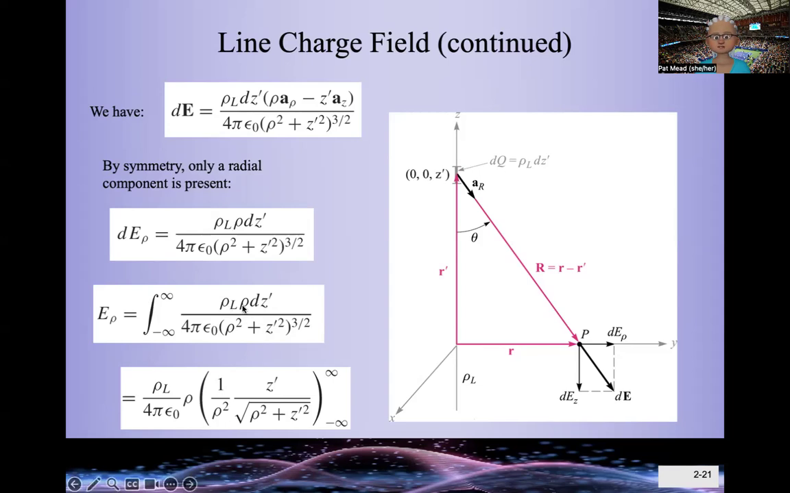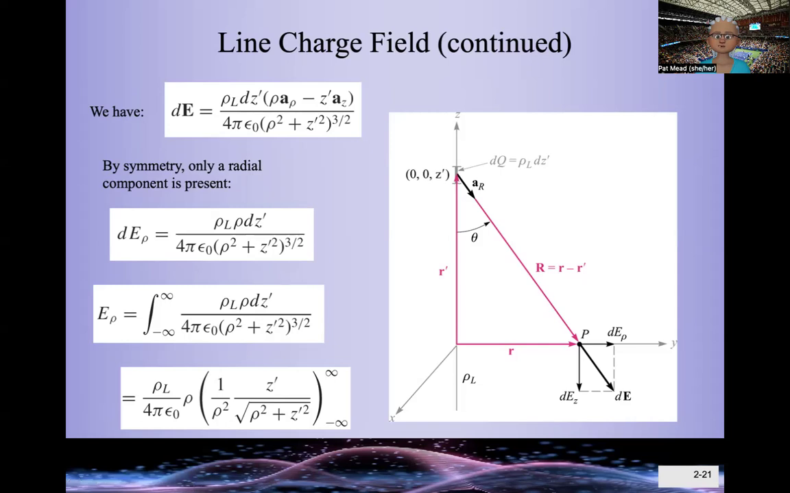The length of our little line charge element is rho dz. No, it's not. It's just plain old dz. What? Where did this rho come from in the denominator? Oh, okay. I know where it came from.